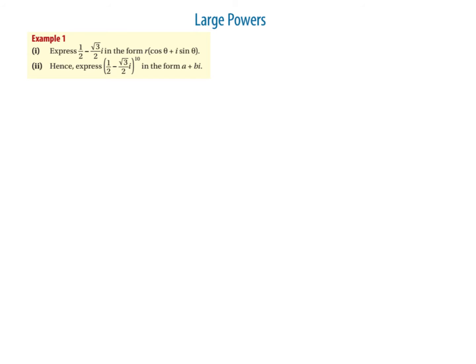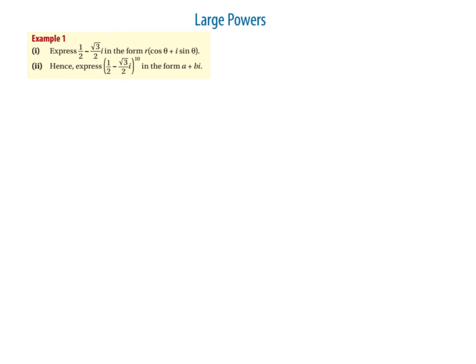Hi guys, in this video we're going to look at how to work out large powers of complex numbers given in Cartesian form. We've got an example to go through, and essentially what we're going to do is the following. We're going to take our complex number and put it into polar form, then use De Moivre, and then put it back from polar form into Cartesian or rectangular form. Okay, let's have a look at it.